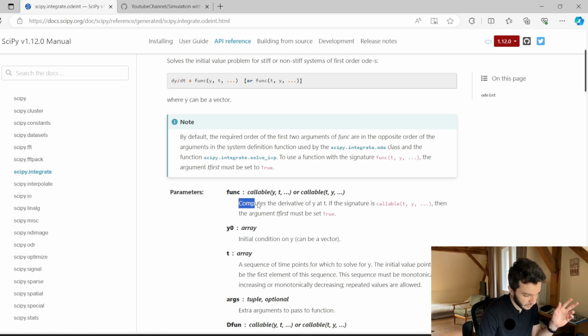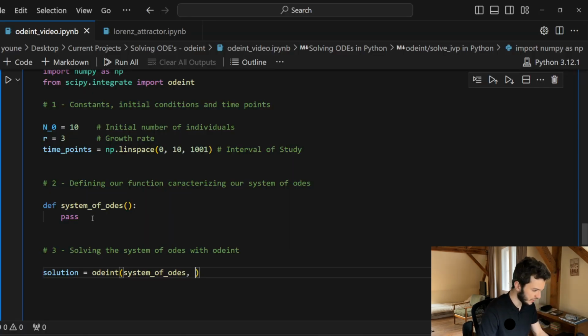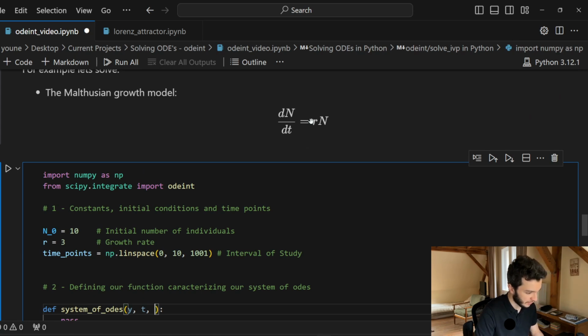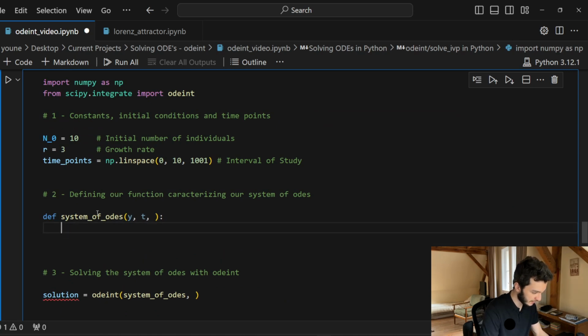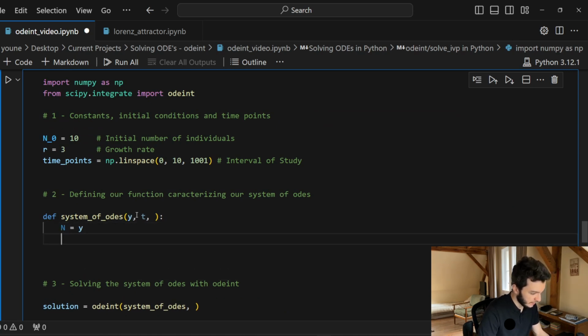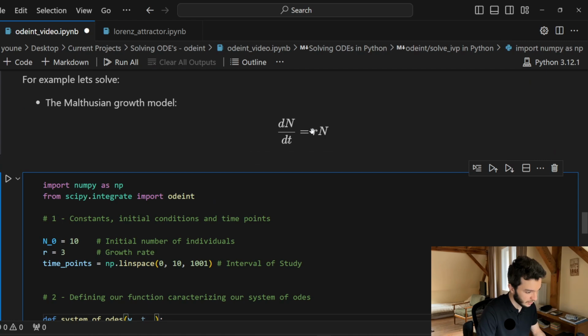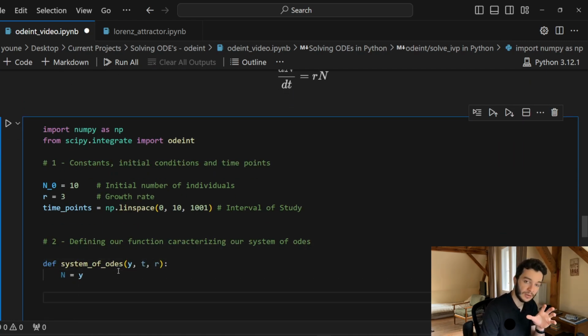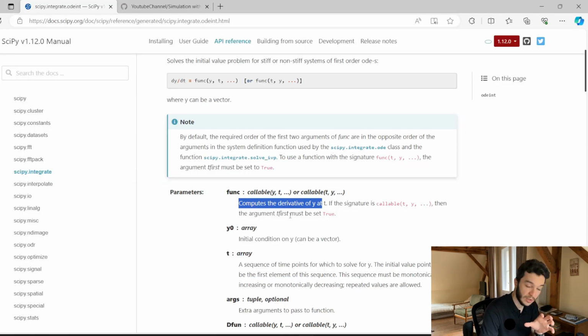Yeah, this function computes the derivative of y at t. So if I come back here, this function computes the derivative of y at t. This means that it takes as input a vector y, a vector t, and some additional arguments. To define this equation, we have r, we have n, that's all we have. Right, so in this function, we can say that n is equal to y. And then we have the constant r of our problem, so we can specify it right here. So r. And then this function, remember, returns the derivative of y.